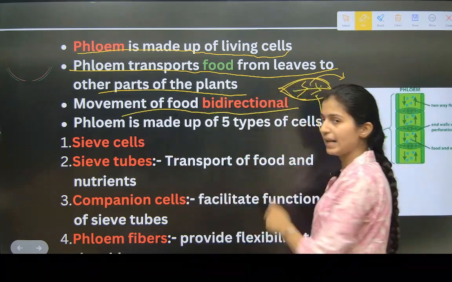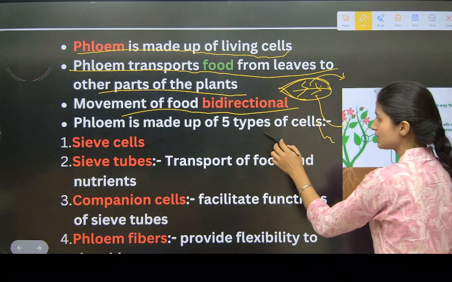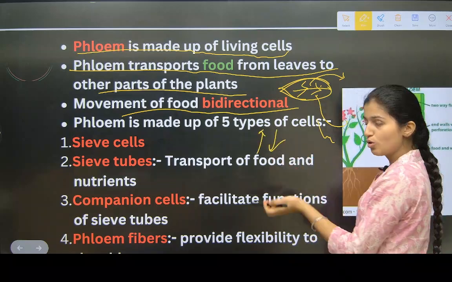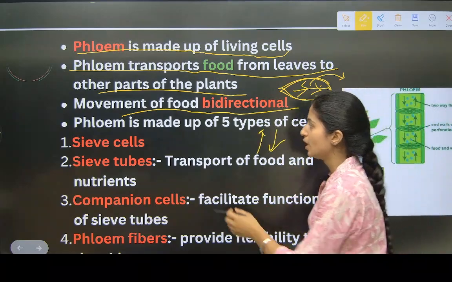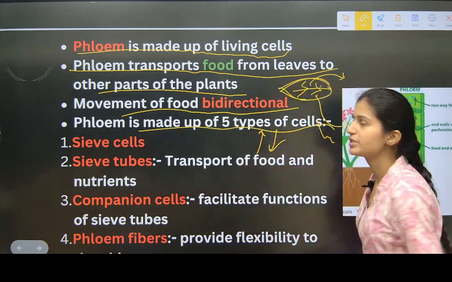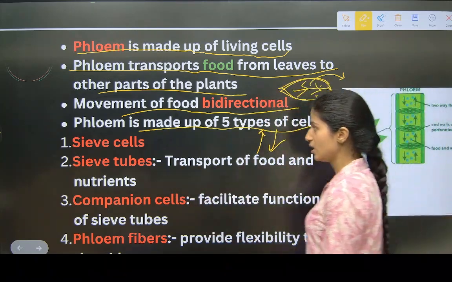Movement of food is bidirectional. What is meant by bidirectional? It means up and down. It can go up, and it can come down also. Phloem is made up of 5 types of cell.